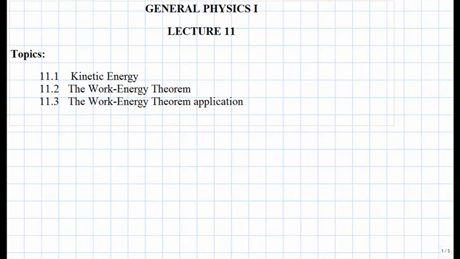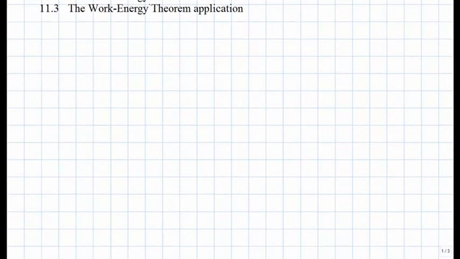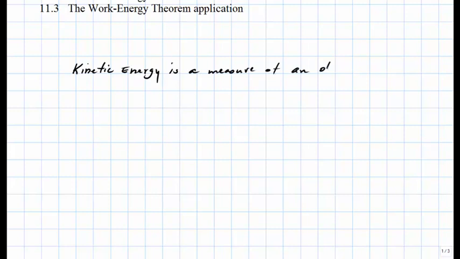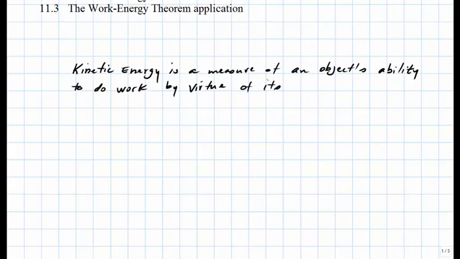Let's begin by introducing the definition of kinetic energy. Kinetic energy is a measure of an object's ability to do work by virtue of its mass and velocity.